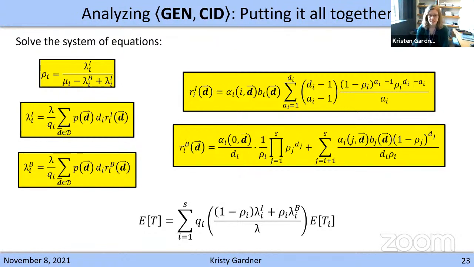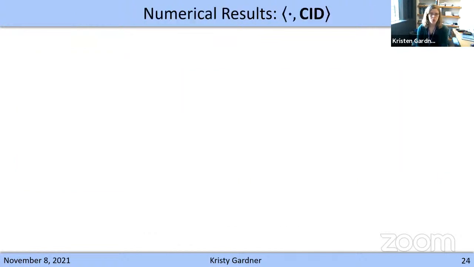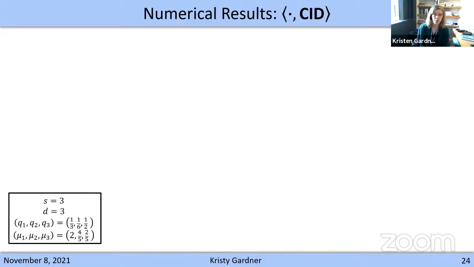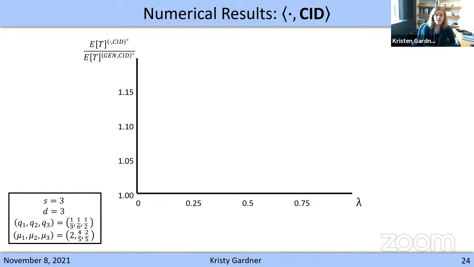So with our analysis, we're now able to look at some numerical results for CID assignment rules. I'm going to show you some results for a particular system parameterization. We have S equals 3 server classes. We're querying 3 servers. And we're going to look at, as a function of lambda, a normalized mean response time. What's on our y-axis is the mean response time under the best possible dispatching policy that uses CID assignment paired with a querying rule of interest. So different lines on this graph will correspond to different querying rules.